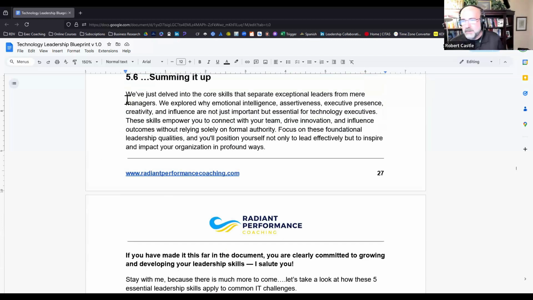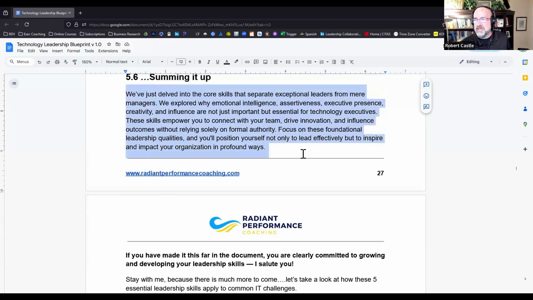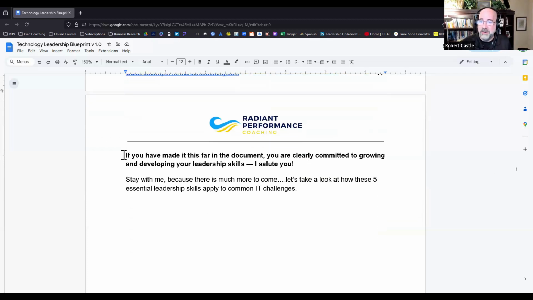So summing it up, we've just delved into the core skills that separate exceptional leaders from mere managers. We explored why emotional intelligence, assertiveness, executive presence, creativity, and influence are not just important, but essential for tech executives. And these skills empower you to connect with your team, drive innovation and influence outcomes without relying solely on formal authority. Focus on these foundational leadership qualities, and you'll position yourself to not only lead effectively, but to inspire and impact your organization in profound ways.